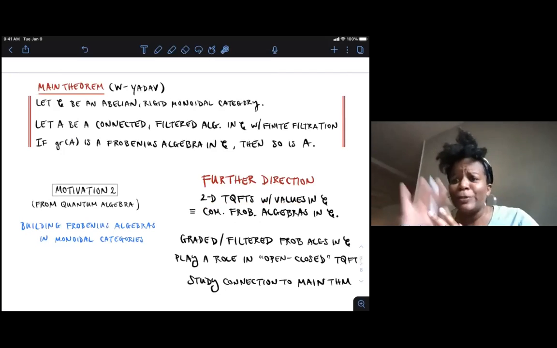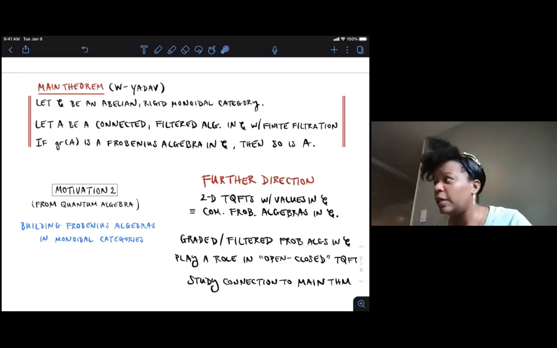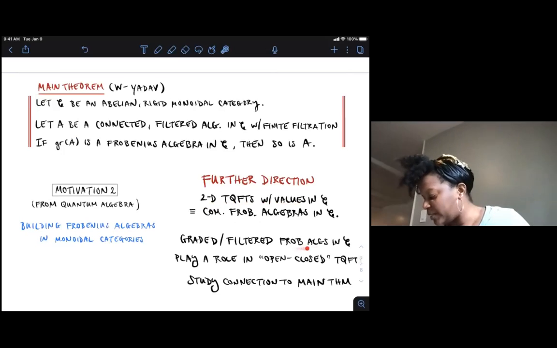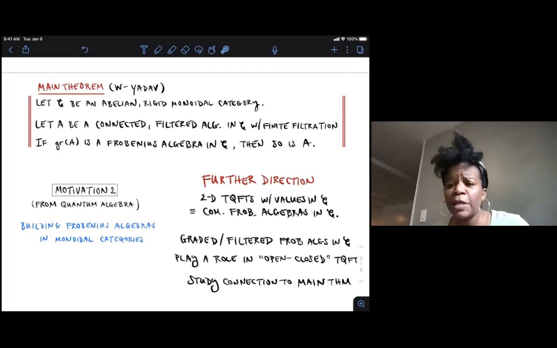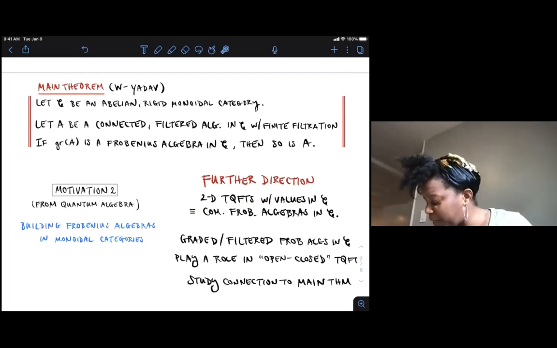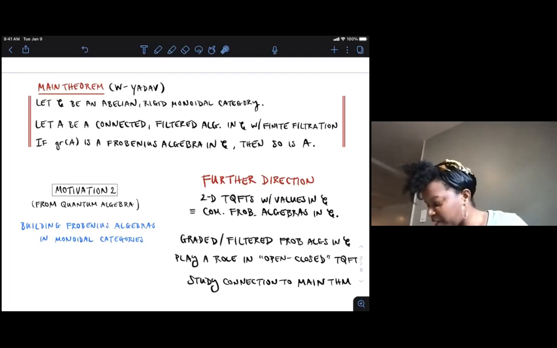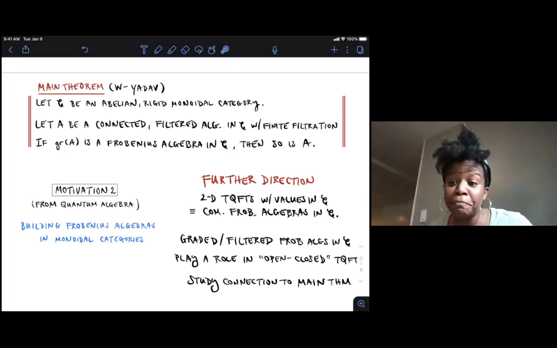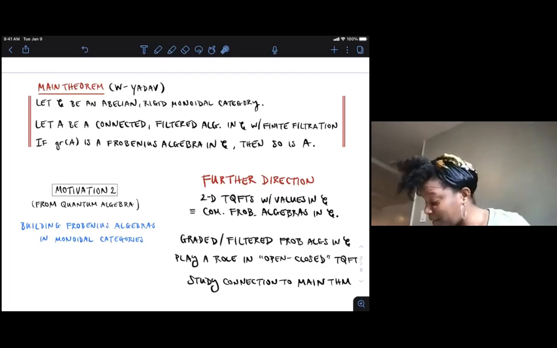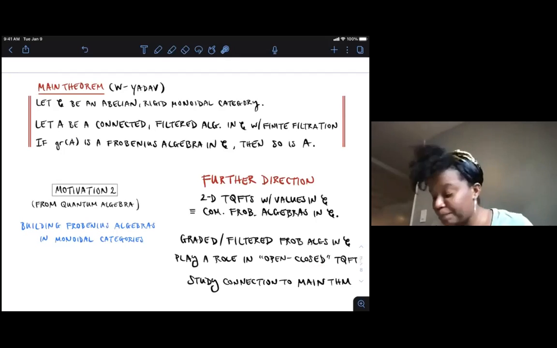So this led to a surge of interest in Frobenius algebras, especially in the mid-90s. Now, graded filtered Frobenius algebras in C also play a role in quantum field theory, namely in open-closed topological quantum field theories due to work of Lauda, Pfeiffer, and others that we cite in our paper. So of course, it would be worth studying the connection between these theories and our main theorem. We understand the Frobenius algebras, but what happens here?